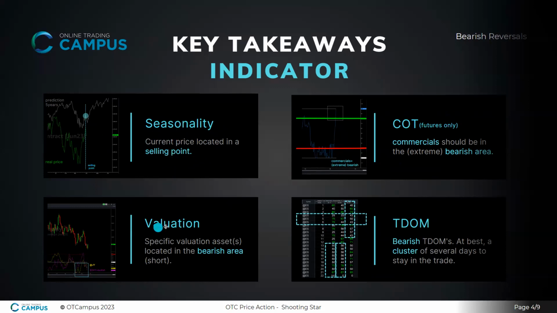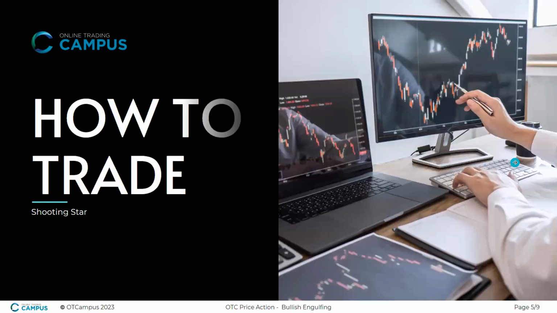Seasonality, selling point, valuation in the bearish area, the specific valuation asset in the bearish area. The COT, also here the commercials in the bearish area or extremes, and of course a cluster of multiple bearish trading days. Okay, that's it. Those are the key takeaways for the indicators.